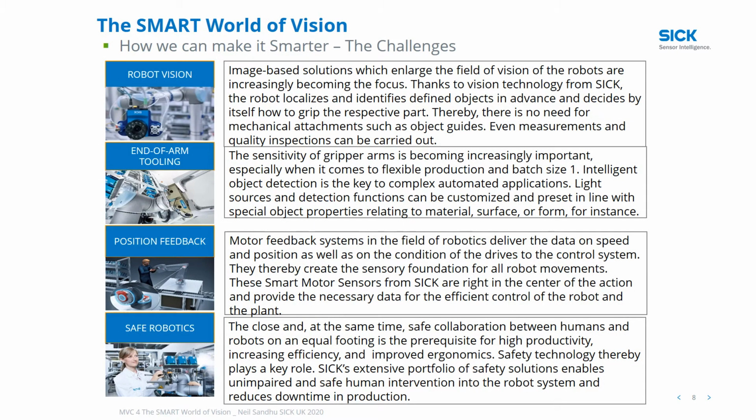But in terms of what we're talking about here, the smart world of vision, how can we make it smarter? And we have a few challenges that we can mention here, and I'm not going to go through all of the words on this particular slide, but just to say that we talk about potentially looking at robots and making them smarter with robot vision, which is what we're going to talk about. End of arm tooling, so what can we help in terms of the gripping area in terms of sensing, and of course motor feedback in terms of position, so we can monitor and make sure the accuracy of the robots is considered and that they're operating to the levels that are needed.